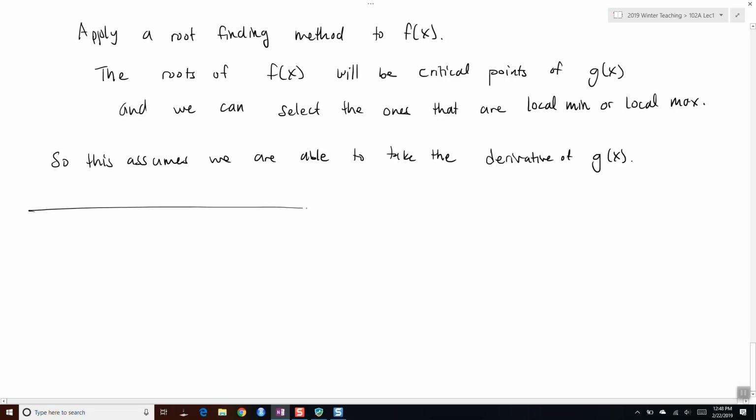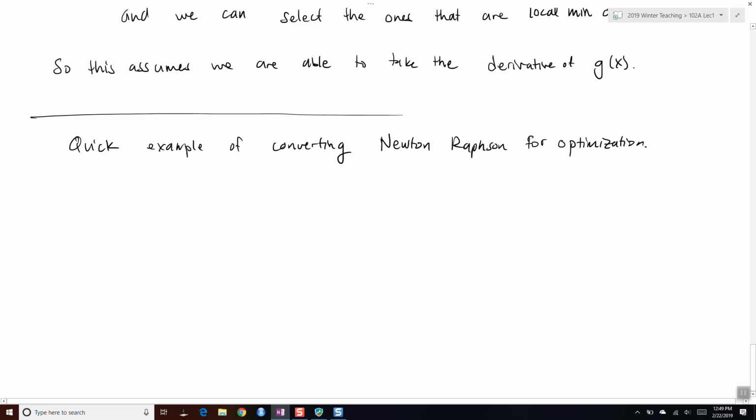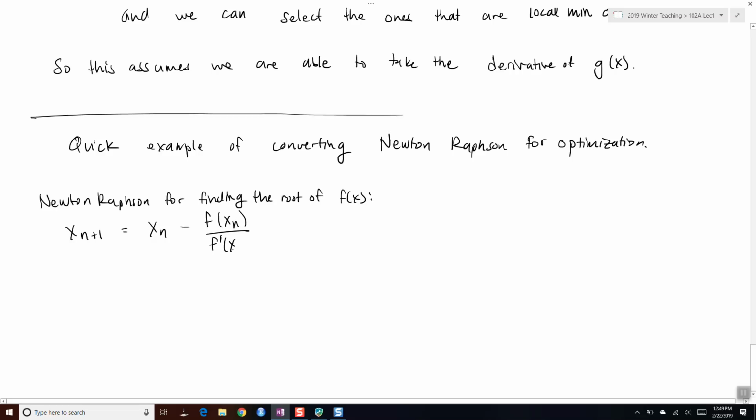Okay, so just a quick example of converting Newton-Raphson for optimization. So Newton-Raphson for root finding, for finding the root of f of x, worked like this: x_{n+1} is equal to x_n minus the run, which was f of x_n divided by f prime of x_n.